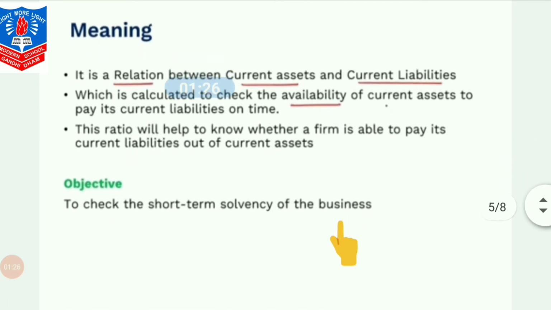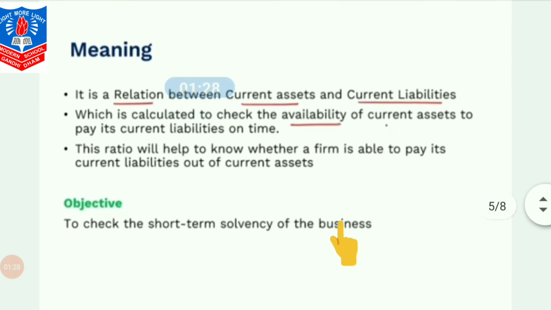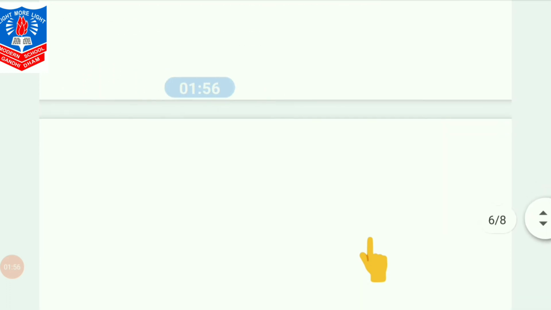So let us once have a theoretical view about it. It is a relationship between current assets and current liabilities. It is calculated to check the availability of current assets to pay the liabilities on time. The ratio is to know whether the firm is able to pay its current liabilities out of its current assets. Okay, it is to check the short-term solvency of the firm. The firm's short-term solvency is checked by this.